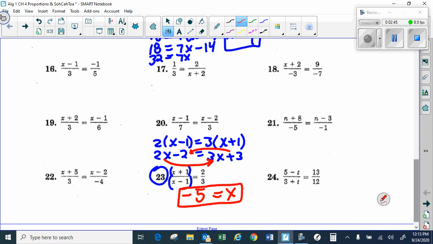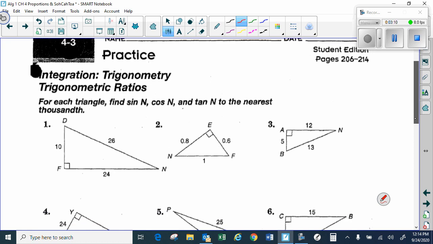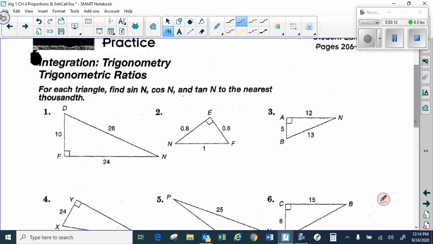If I want to guarantee I'm right, I can check it by plugging negative 5 back into there. Negative 5 plus 1 is negative 4, over negative 5 minus 1 is negative 6. And negative by negative is positive. And 4 sixths reduces to 2/3, as it says right there. So I'm guaranteed I have it right. Okay, so that's every problem on this page. Other side now, SohCahToa. It says for each triangle, find the sine of n.